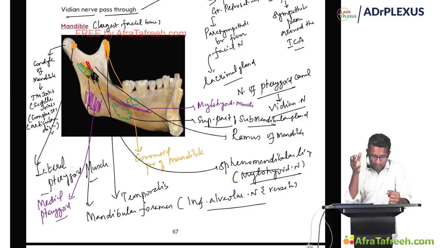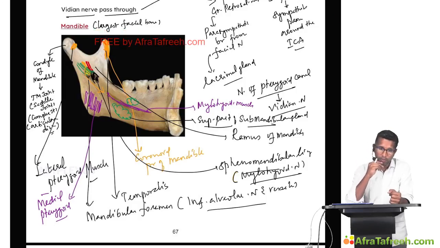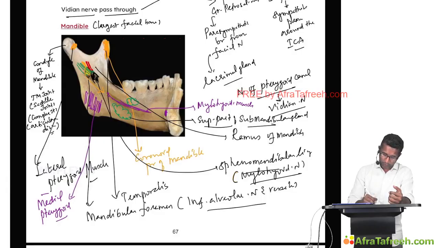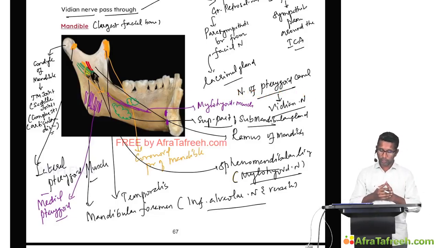Now when you come to the anterior aspect, just behind the anterior aspect of the body of the mandible, you see a tubercle here. The tubercles you see here are called the genial tubercles. You have a superior genial tubercle above, and then an inferior genial tubercle.